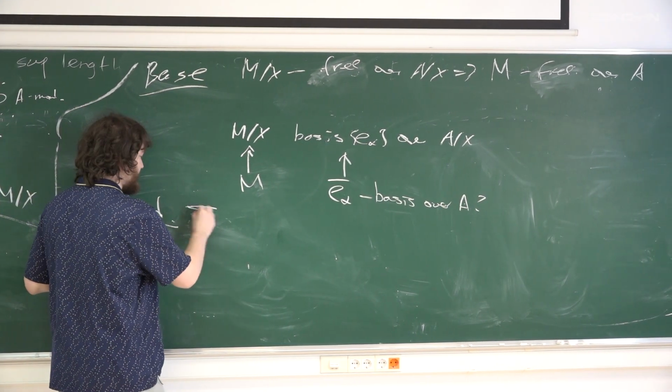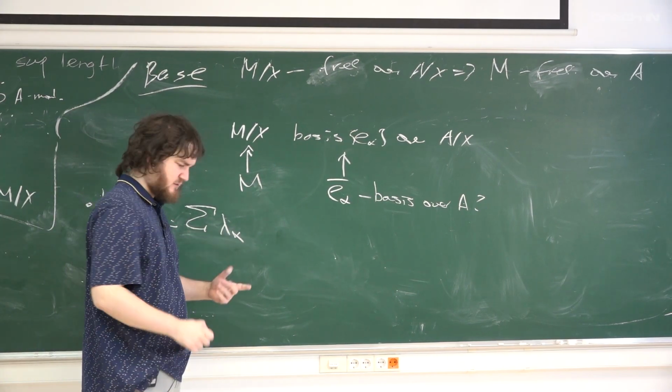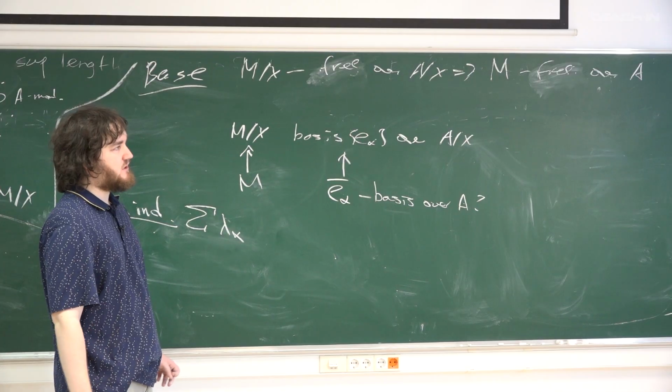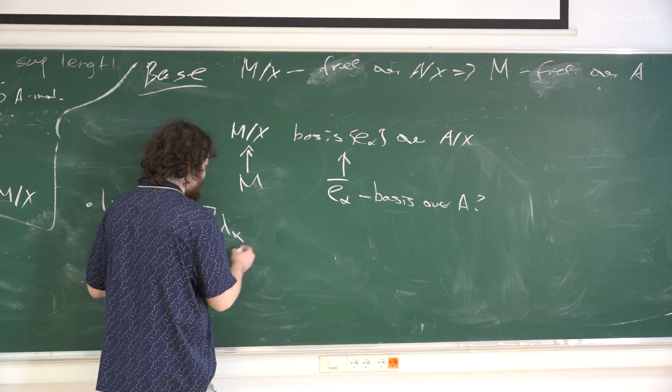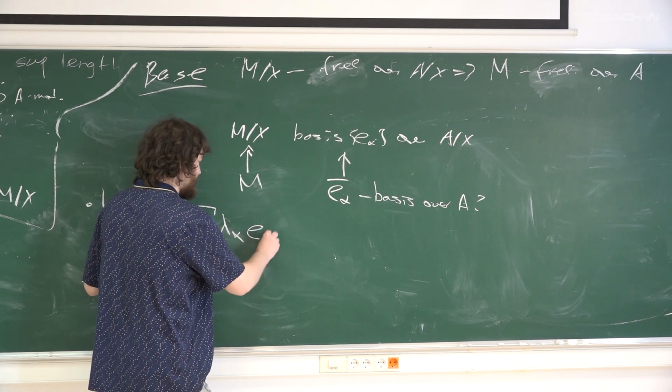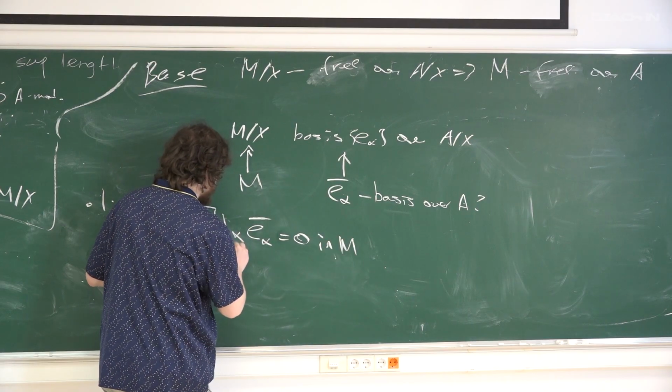No, if you have some... как это? О, как будет линия независимости? Linear dependency between these elements in M. This is from A.